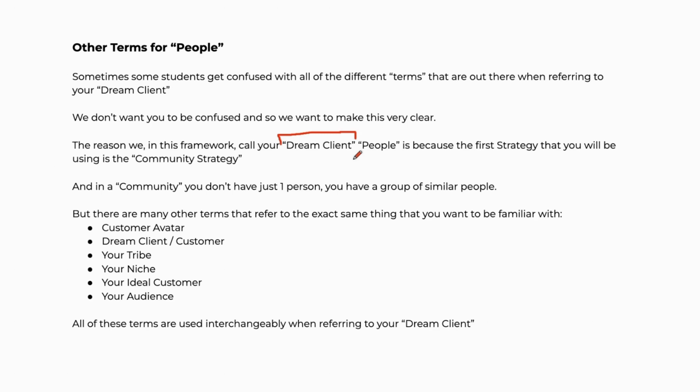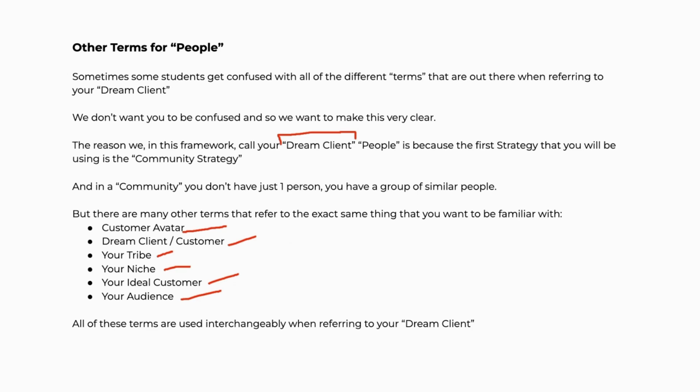So instead of calling it that, we're calling it people, but it's the same thing. I don't want you to be confused, okay? There are different terms and similar terms that are all referring to the exact same thing. Customer avatar, dream client, dream customer, your tribe, your niche, whatever way you want to call it, your ideal customer, your audience.